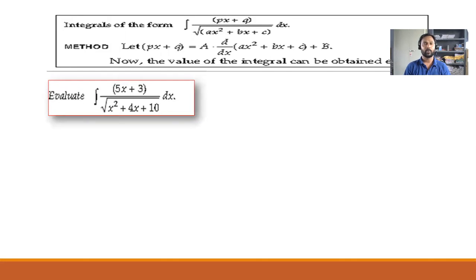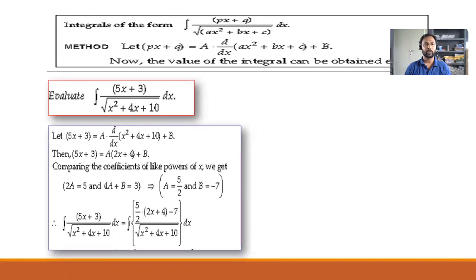Evaluate integral 5x plus 3 dx divided by square root of x square plus 4x plus 10. Here you see the numerator is a linear expression, and the denominator, with the square root, is a quadratic expression. So the method is to write 5x plus 3 as capital A into the derivative of x square plus 4x plus 10 plus b. That means 5x plus 3 equals capital A into 2x plus 4 plus b.